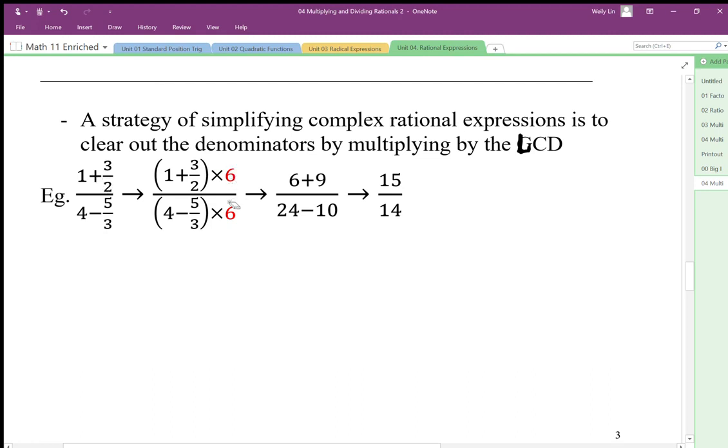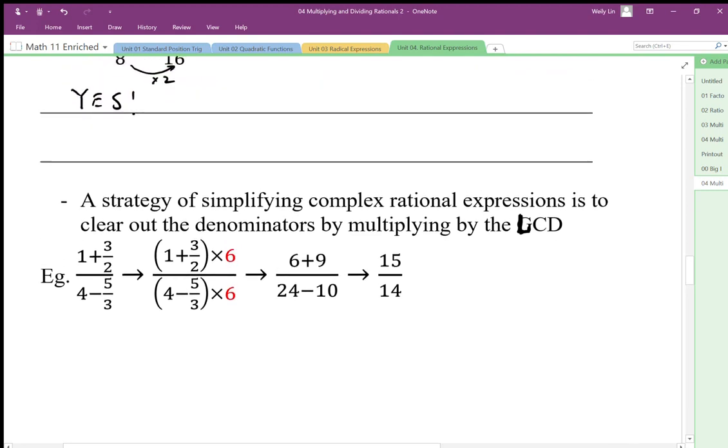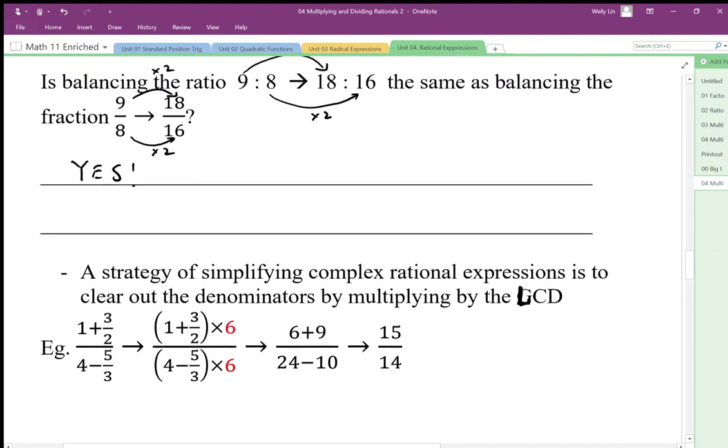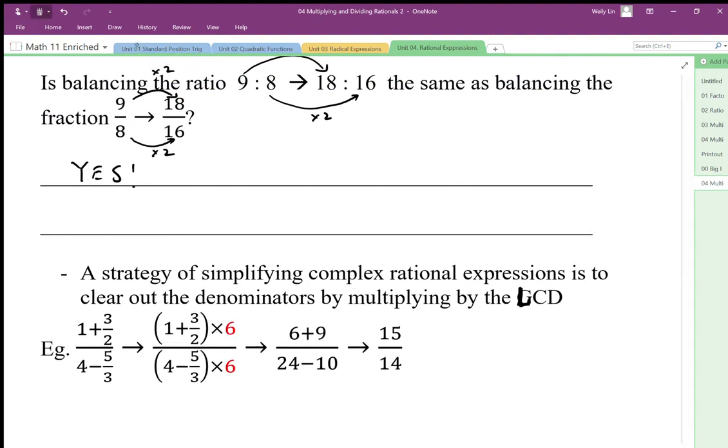As long as I do the same to the top and bottom, I keep the ratio balanced. That's the same as balancing a fraction. We're just keeping that ratio balanced. We have a times and divide on top. In this case, if you want to see how it looks in this form, we could just show our times 2 times 2, and that would be the same as what we're doing here. We're just going to times the top by 6, the bottom by 6.